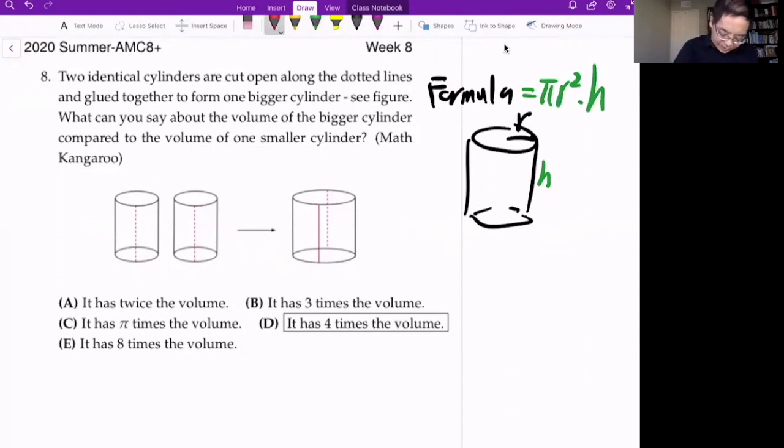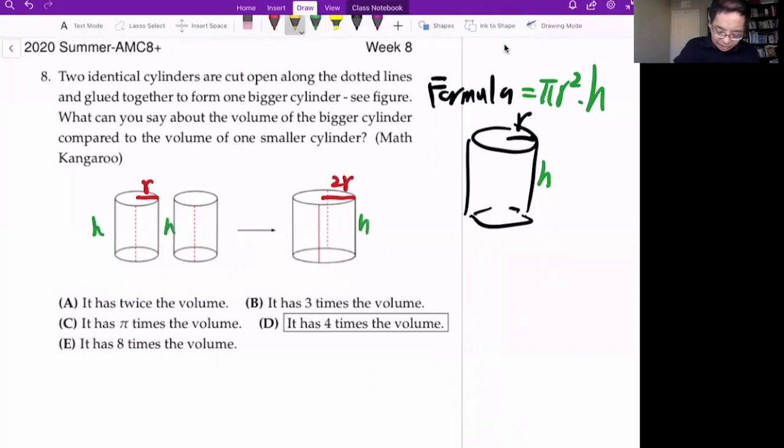So we start from, say, the radius is R. And the radius of the bigger one becomes 2R, because you have two circles that go into one circle, and the perimeter becomes twice, so of course the radius becomes twice. The height is the same. So this is H, this is H, this is H.